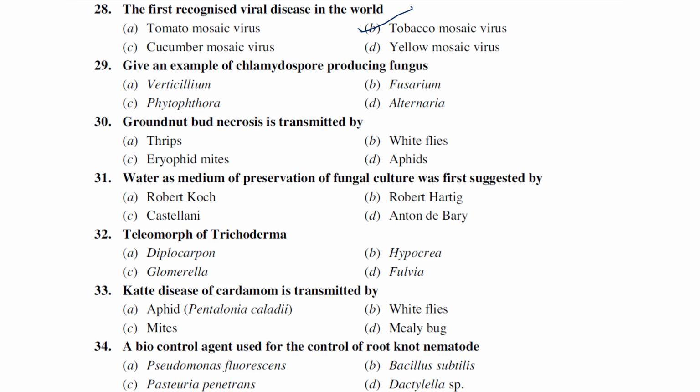Give an example of a chlamydospore producing fungus. Which of the following fungi is a chlamydospore producing fungus? Verticillium, Fusarium, Phytophthora, Alternaria. Out of the given options, Fusarium produces chlamydospores. Phytophthora produces sporangia, Alternaria produces conidia, bell-shaped with vertical and horizontal septations. Microconidia, macroconidia, and chlamydospores are produced by Fusarium. Chlamydospores are generally produced during unfavorable situations. So the answer is Fusarium.